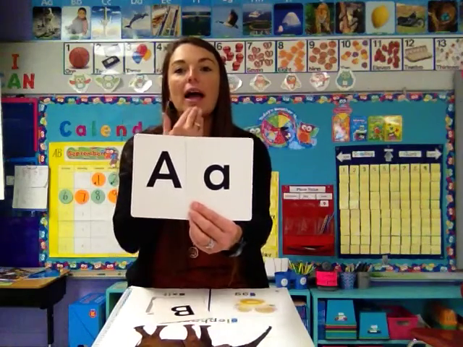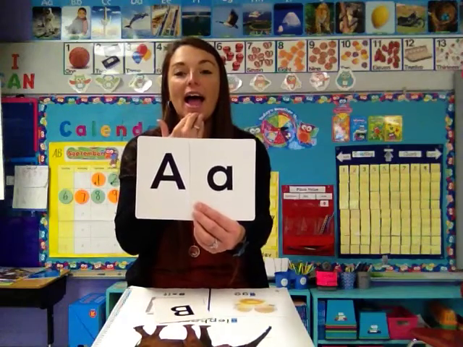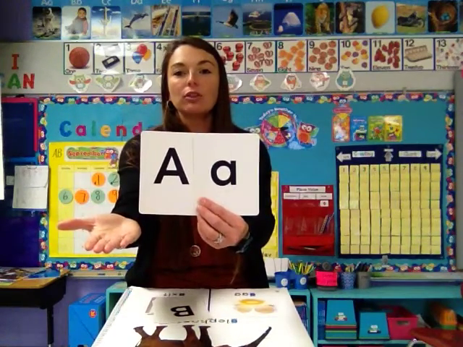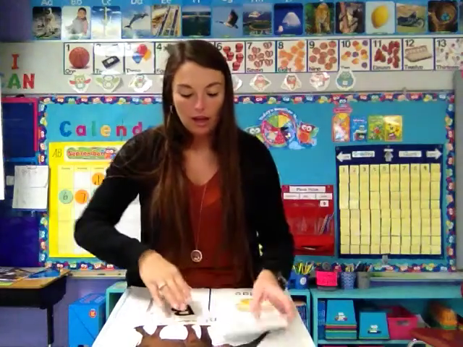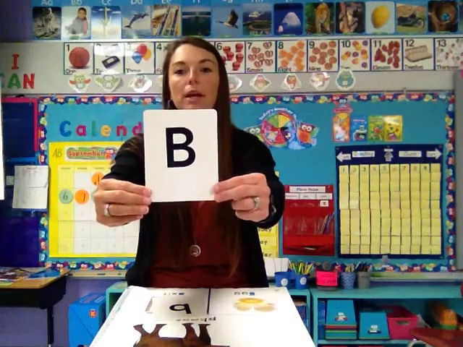Let's say the letter name. A. Good. Ah, ah, ah. Make that sound 3 times. Very good. Okay, then the next letter in the alphabet is the letter B.